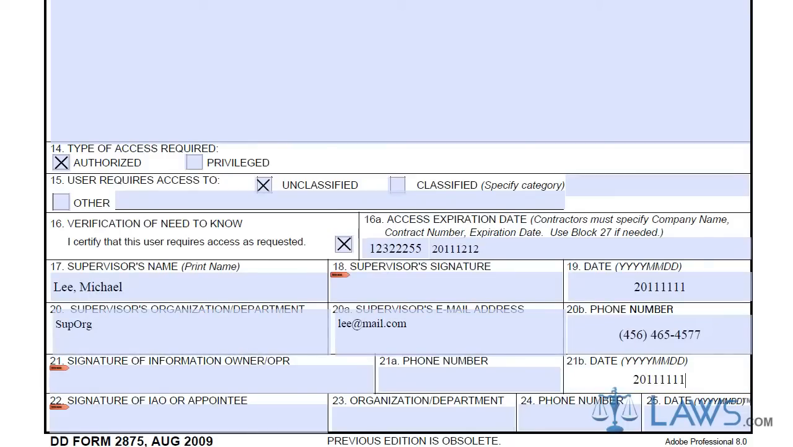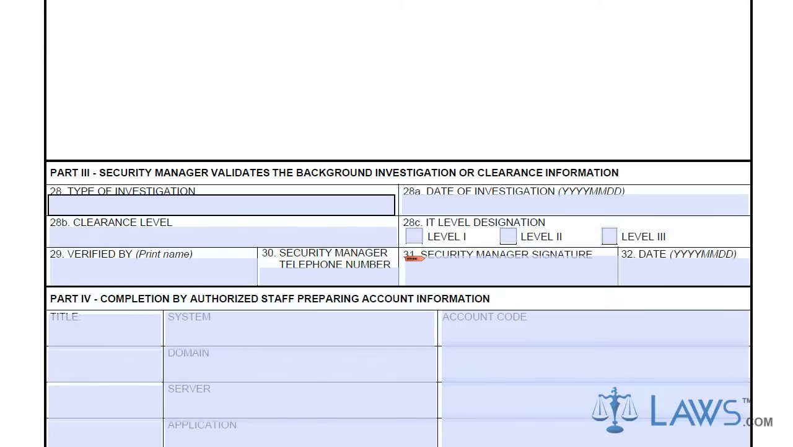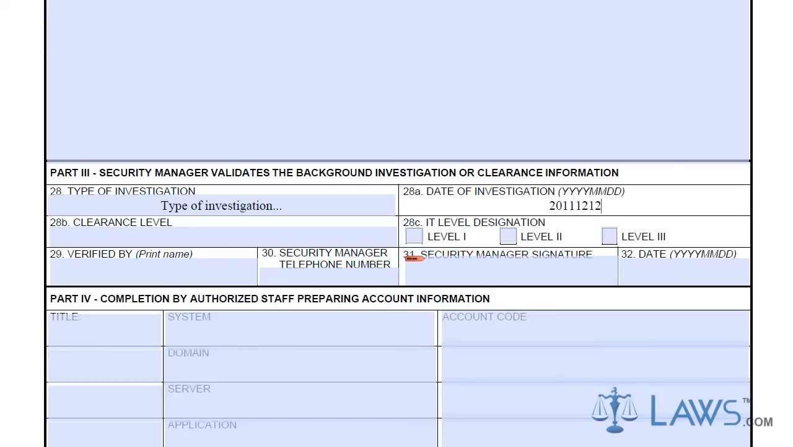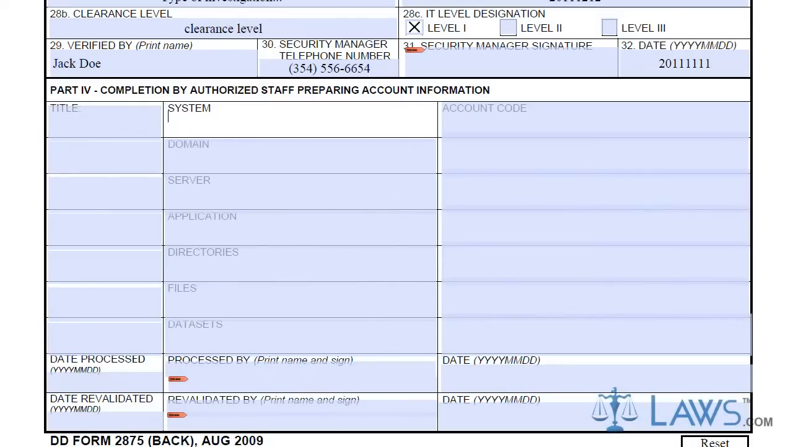If additional security matters need to be addressed by the proposed access, a security manager must validate the form in Part 3. The security manager must provide the investigation information and sign off on the DD Form 2875 before it can be reviewed and approved. Part 4 requires completion by the authorized staff preparing the account information.